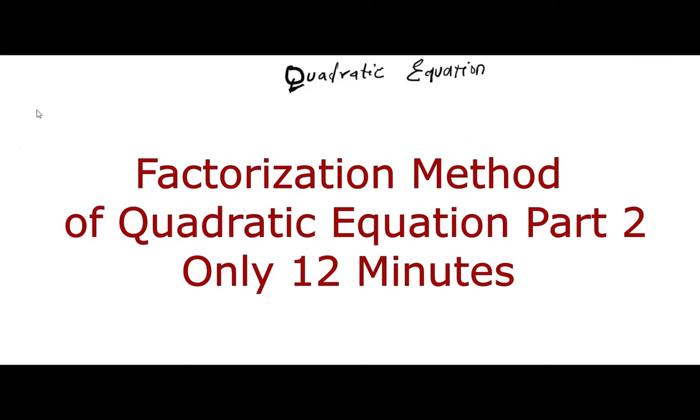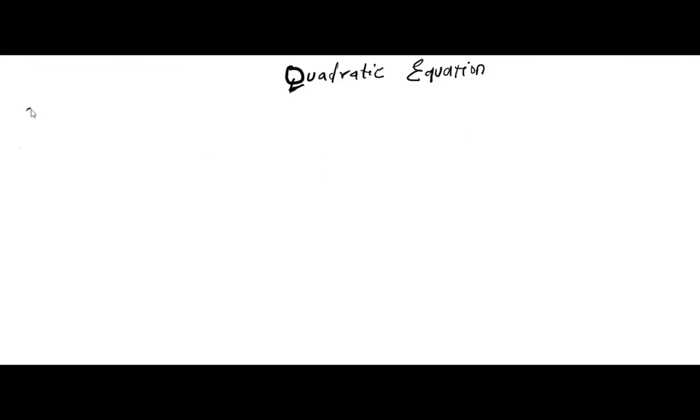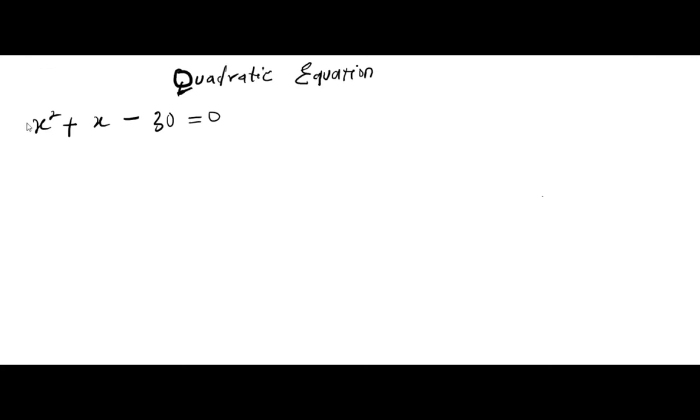Consider this other trinomial. We have x squared plus x minus 30 equals 0. Here the coefficient of x squared is 1. The coefficient of x is 1. Here we have negative 30 as the constant. So we need two numbers that will multiply to negative 30 and add to positive 1.